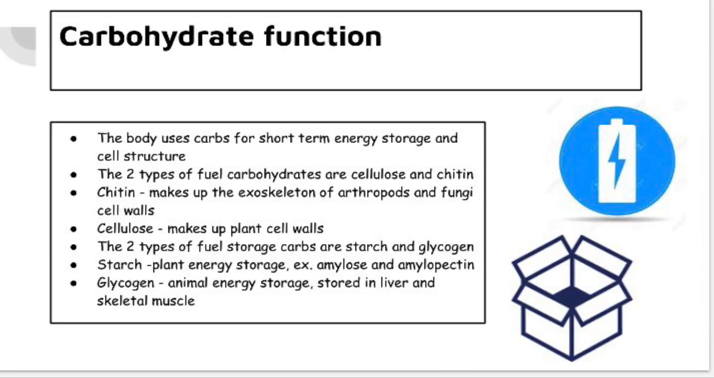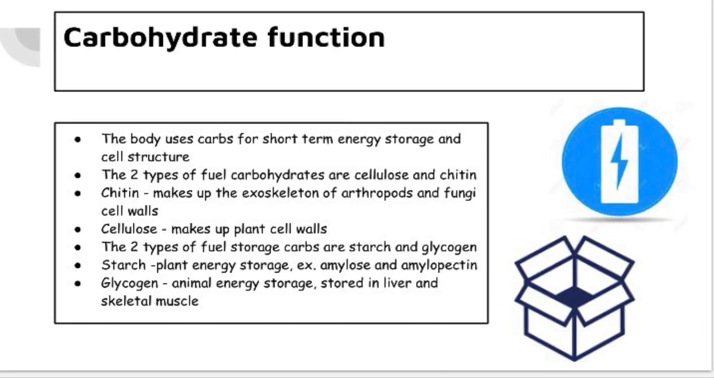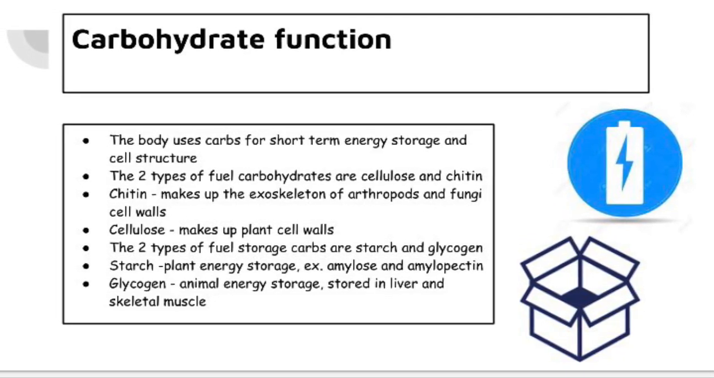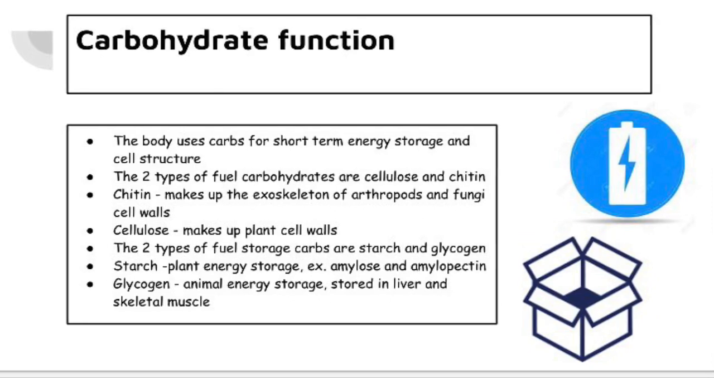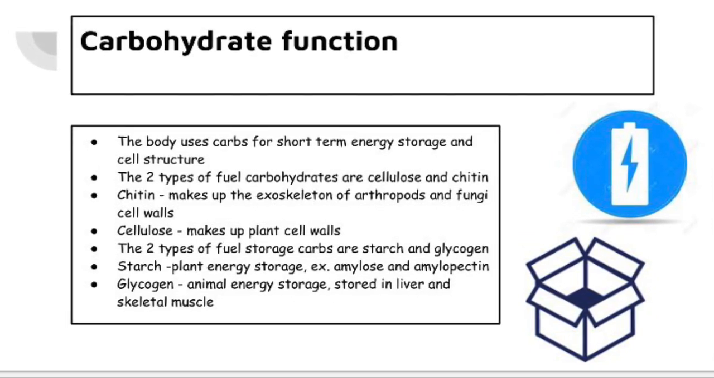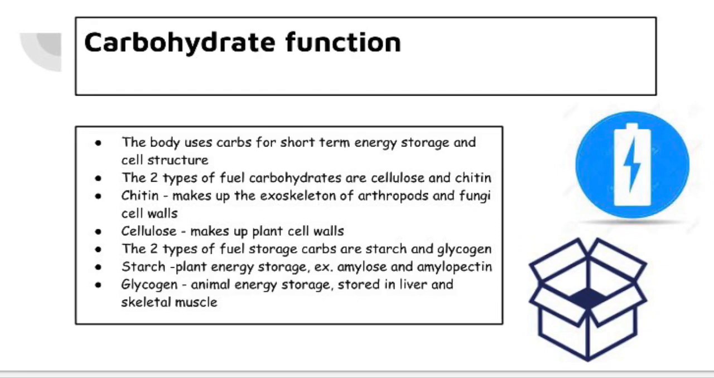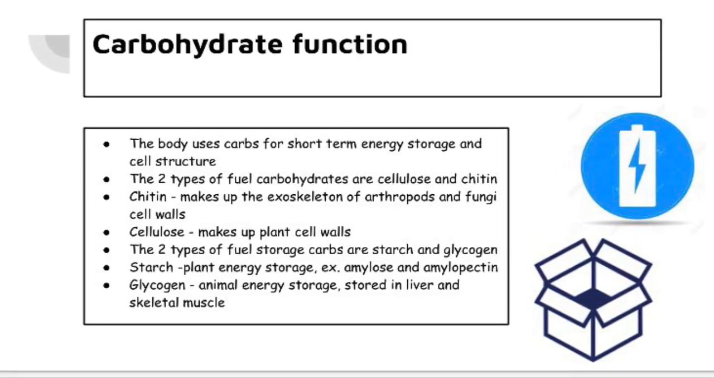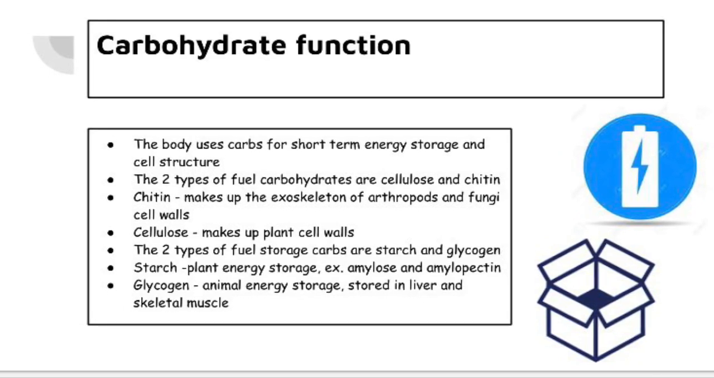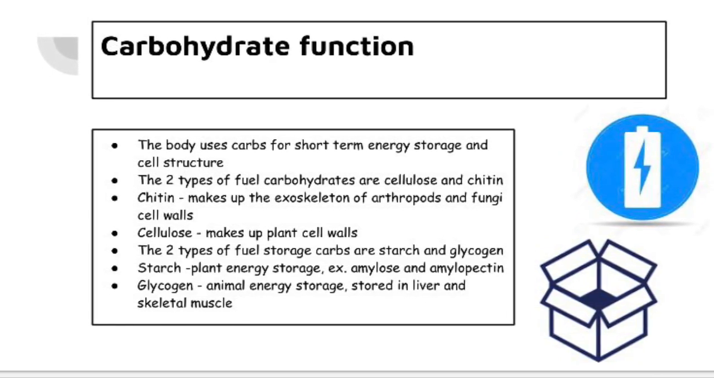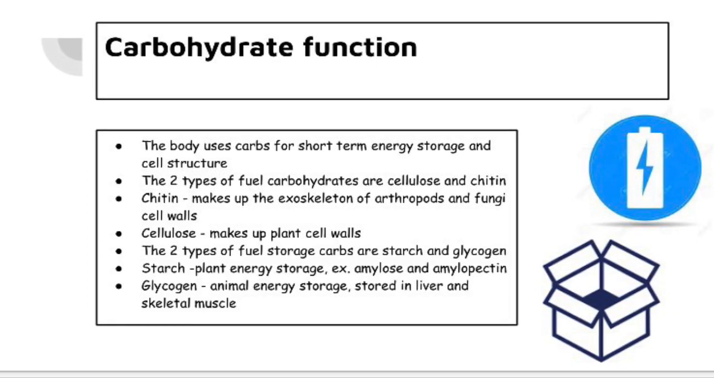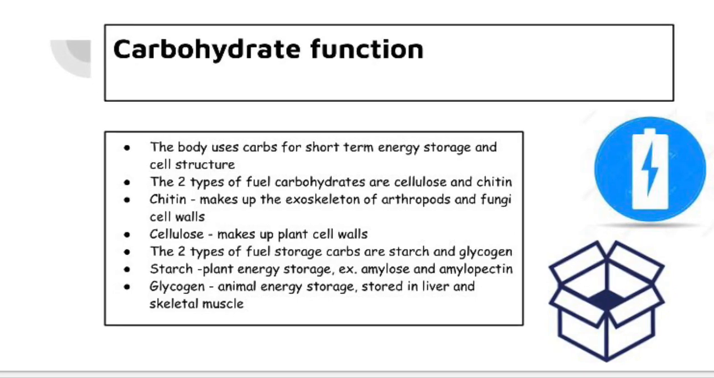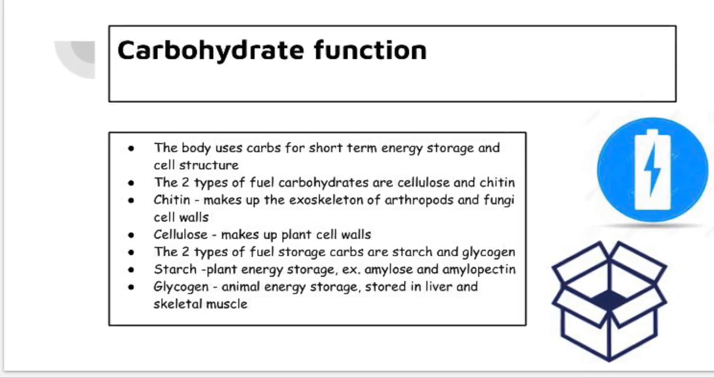Next is carbohydrate function. The body uses carbs for short-term energy storage and cell structure. The two types of structural carbohydrates are cellulose and chitin. Chitin makes up the exoskeleton of arthropods and fungi cell walls, while cellulose makes up walls in plant cells. There are two types of energy storage carbs, and they are starch and glycogen. Starch is plant energy storage, and a couple of examples are amylose and amylopectin. Glycogen is animal energy storage, and it is stored in the liver and skeletal muscle.